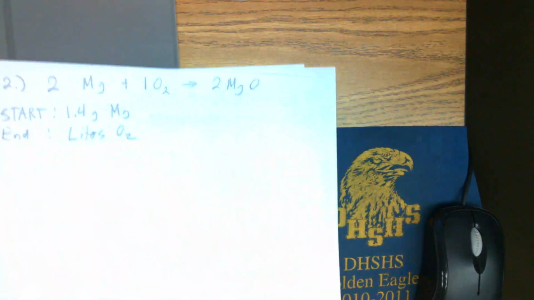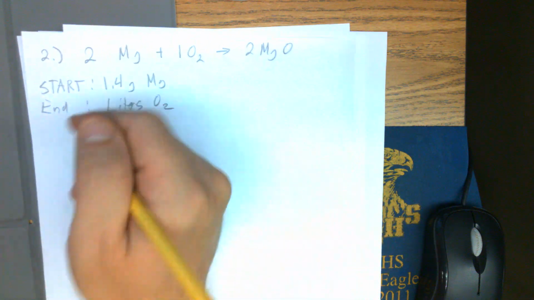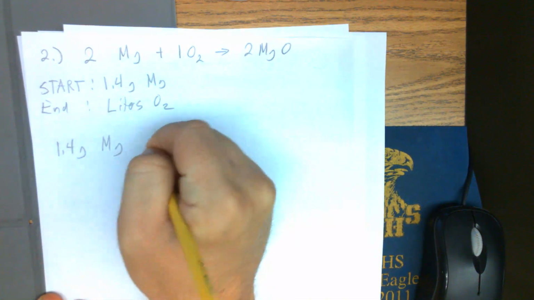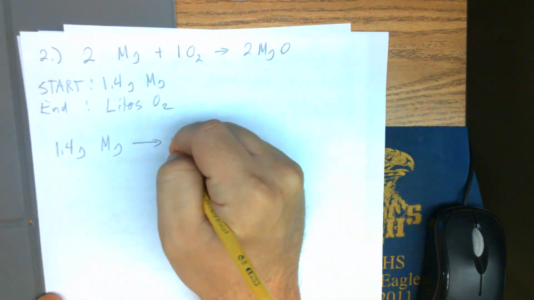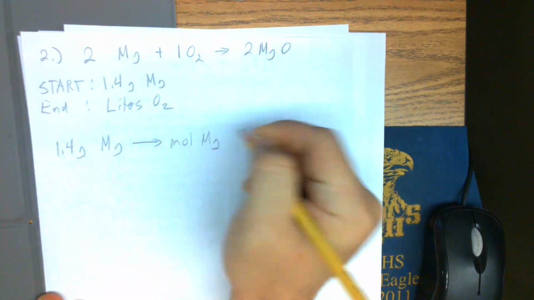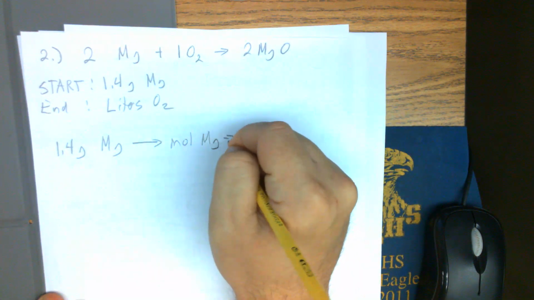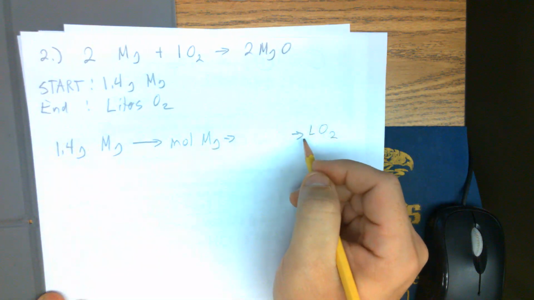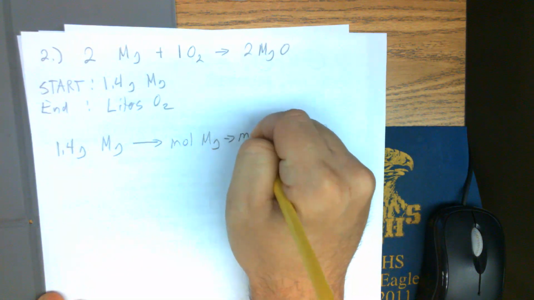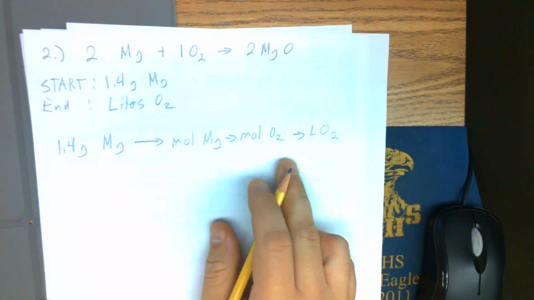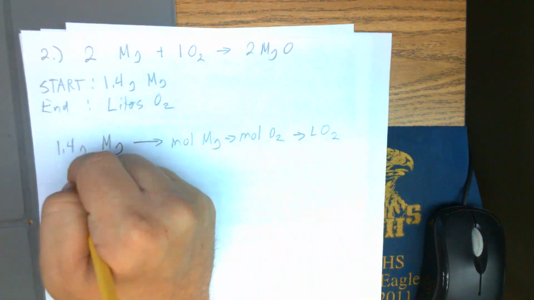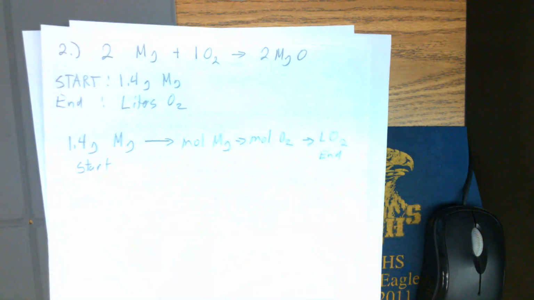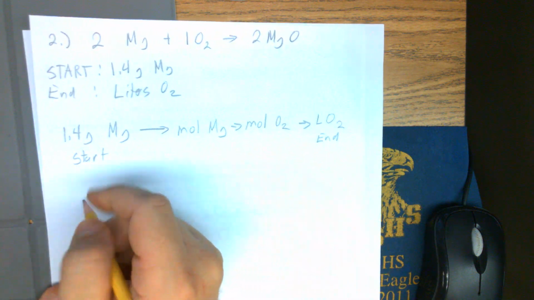Let's go ahead and go back to the problem itself. All right, so let's look at our plan. We are going to start with 1.4 grams of magnesium. We're always going to go to the mole, so moles of magnesium. If we think about our end step, we're going to end with liters of O2. So to get to liters of O2, we need to have moles of O2. So that's kind of our plan. This is our start. This is our end. So let's solve for it.